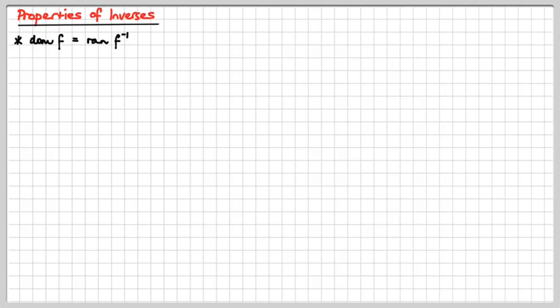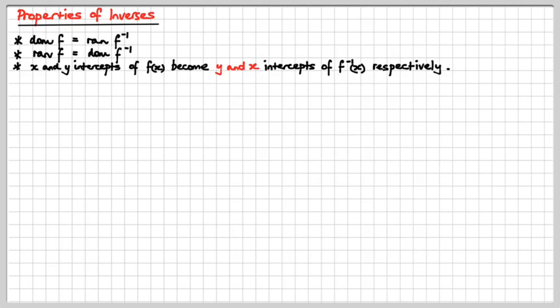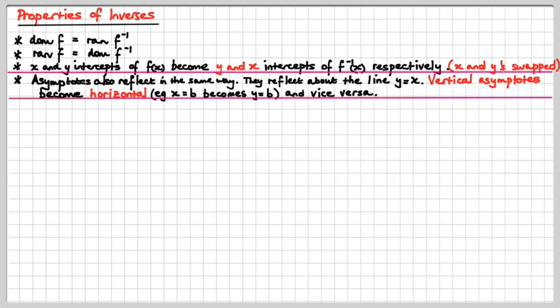The domain of the original function is the same as the range of the inverse because you're swapping x and y, and vice versa. The range of the original is the same as the domain of the inverse. The x and y intercepts of the original function become the y and x intercepts respectively of the inverse. Yes, because you've swapped x and y.